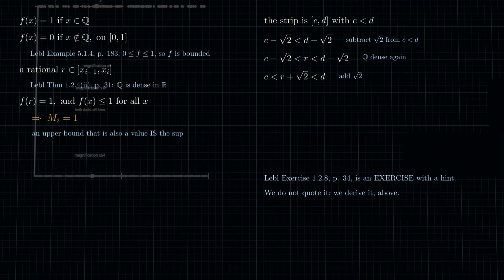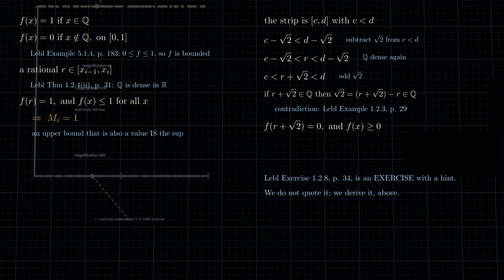Is it irrational? Suppose it were rational. Subtract the rational r. Rational minus rational is rational, so root 2 would be rational. But our Lebl proves root 2 is not. Contradiction. So r plus root 2 is irrational. So f takes the value 0 there. 0 is a value, and f never drops below 0, so 0 is the infimum. Little m_i is 0. Assemble.